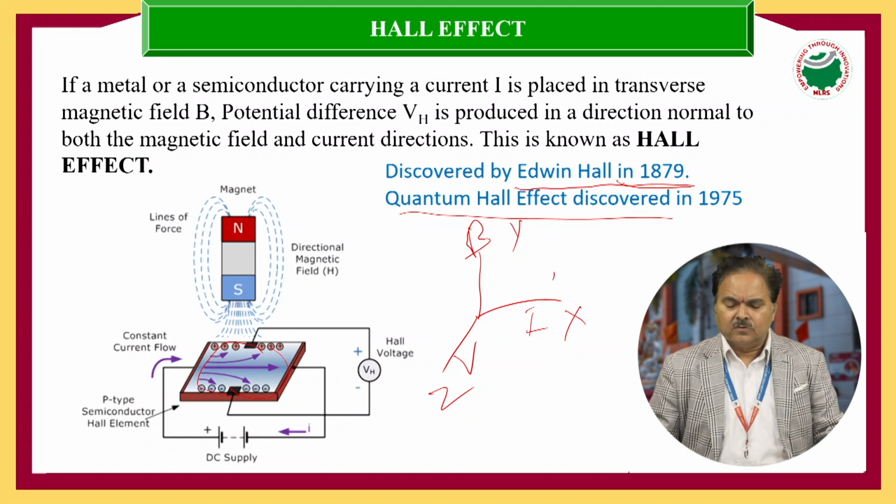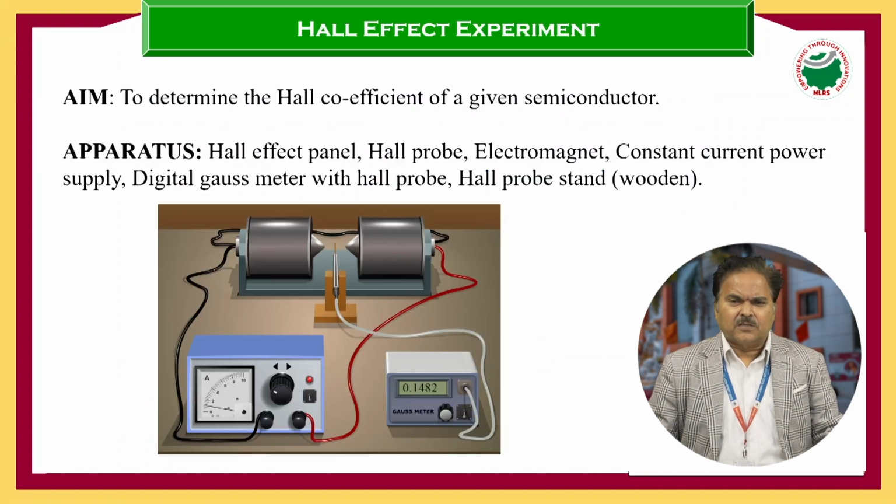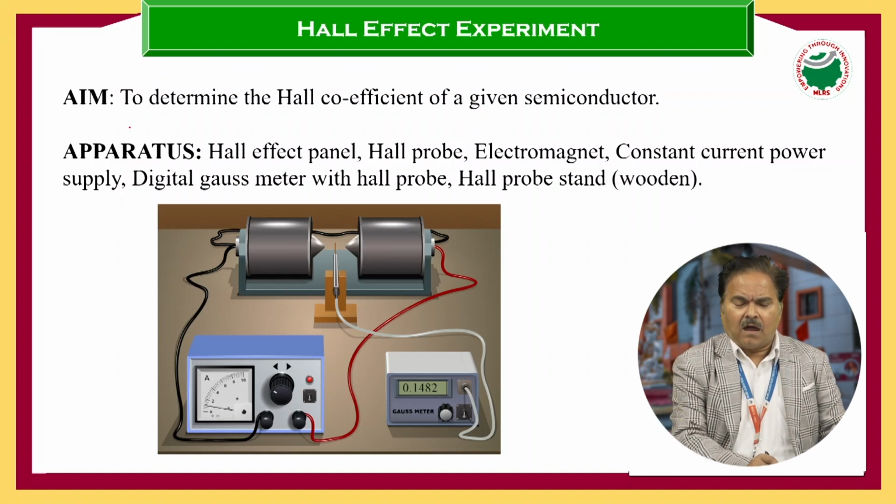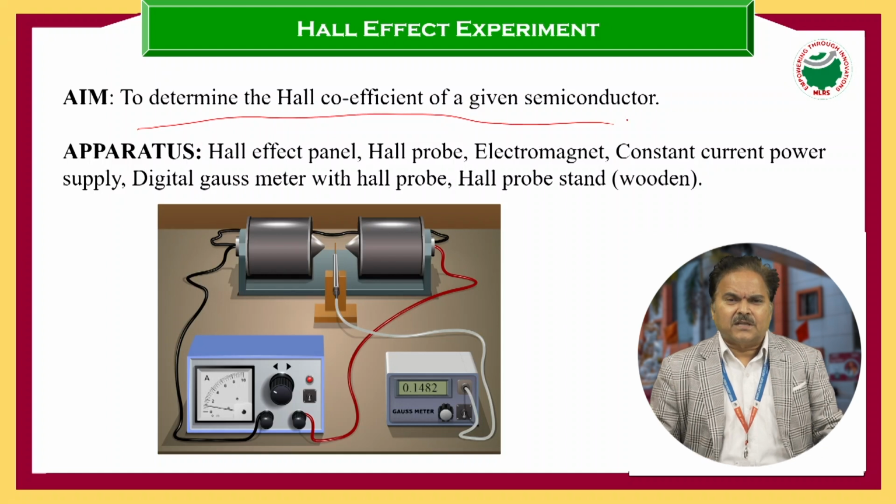Okay, going into the experimental things. Usually for any lab experiment there is an aim, what we have to do. The aim is to determine the Hall coefficient of a given semiconductor. So for a given semiconductor, we have to calculate the Hall coefficient using this Hall effect lab experiment.